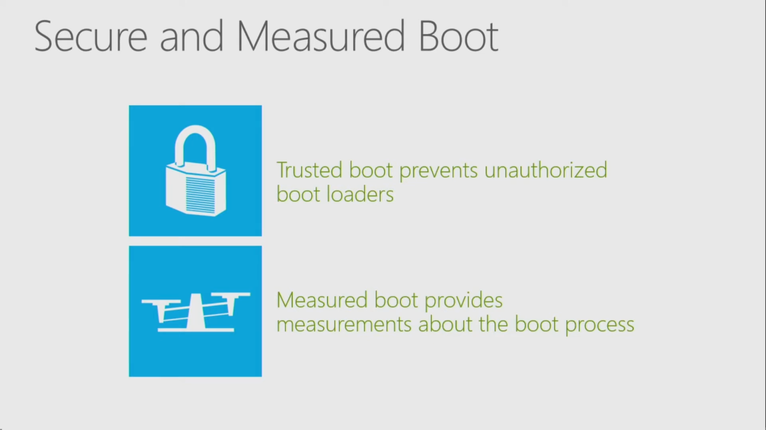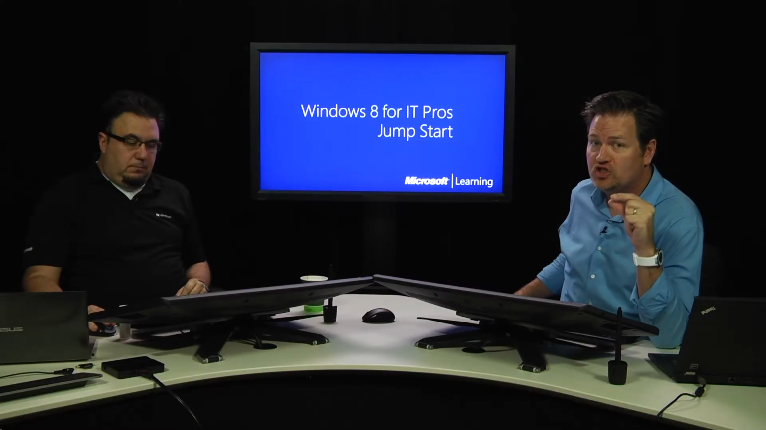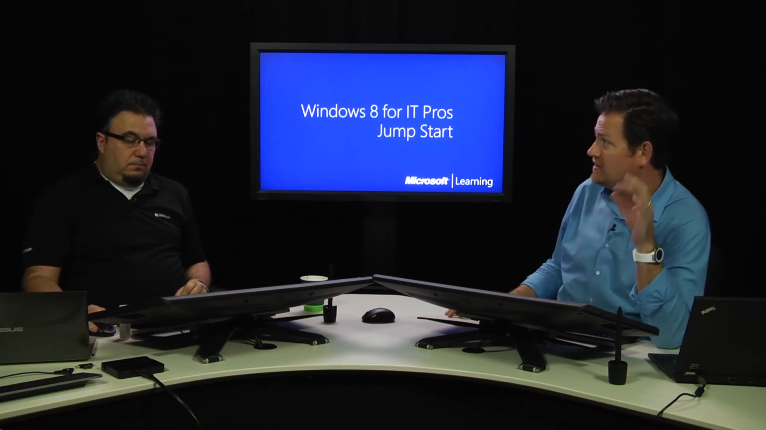So the trusted bootloader is going to prevent unauthorized bootloaders. Measured Boot provides measures about the boot process, and we'll jump into this a little bit deeper. The boot policy loads, UEFI boots, as you can see, the Windows OS loader happens, then the Windows kernel drivers, then our software and policies, then third-party software, all before the Windows logon happens going into the client. All of this happens in about 3 to 9 seconds. And it checks and it validates, right? It does those checks to ensure that nothing has been messed with inside of that system.